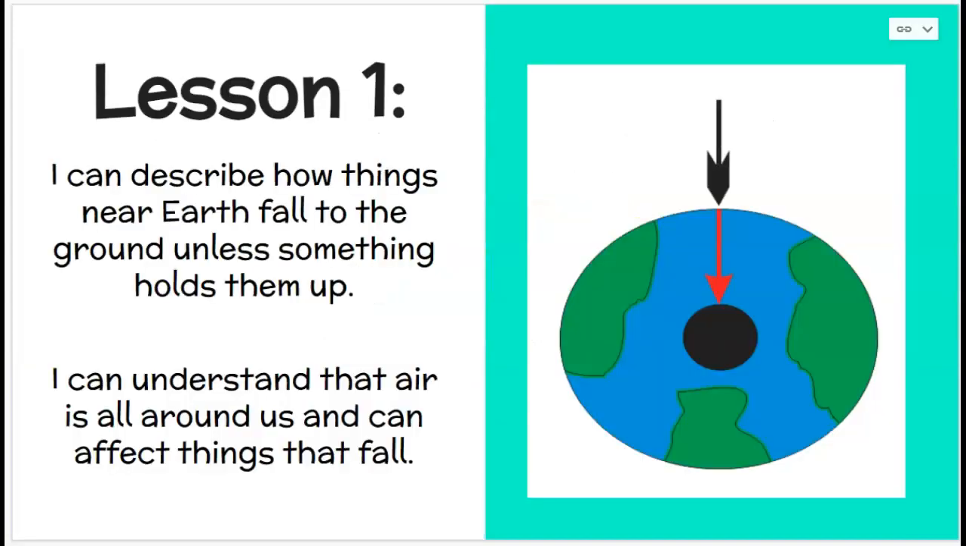In lesson 1, we learned about gravity. I can describe how things near Earth fall to the ground unless something holds them up. I can understand that air is all around us and can affect things that fall.